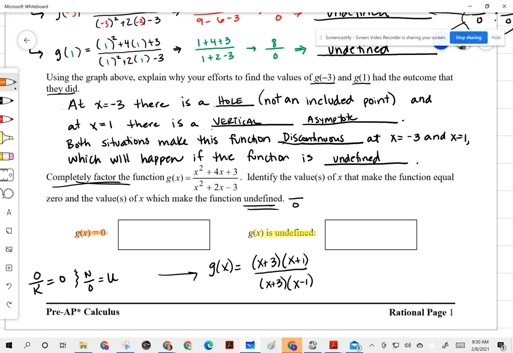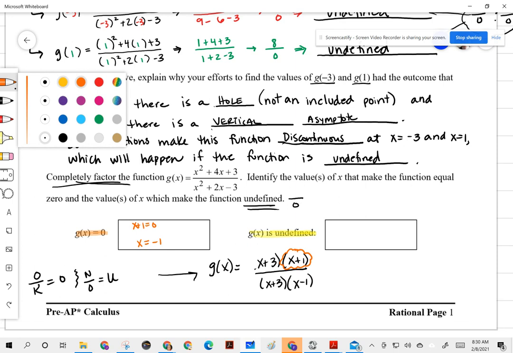They're asking where is the function equal to 0? Well, if I take a look, what I notice is this portion right here, the x plus 3's, they are actually going to cancel out. So the part that's going to make this a 0 on top is going to be x plus 1. And so I get x is equal to -1.